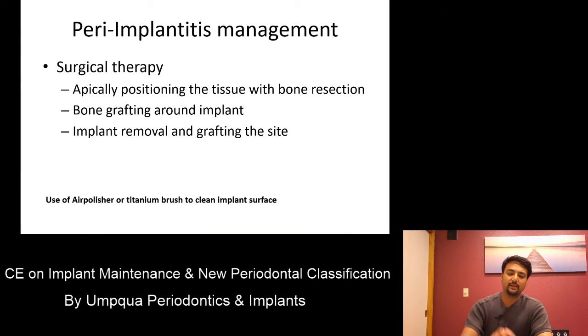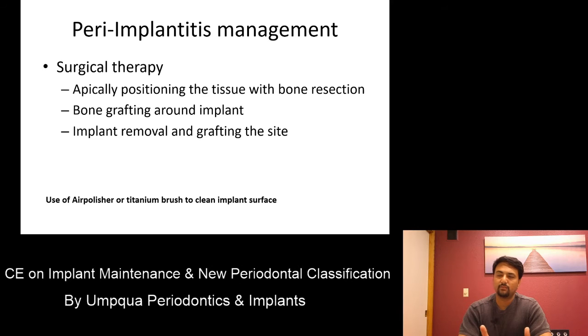Okay, so for peri-implantitis management, the next modality is surgical therapy. Again, as I mentioned earlier, there's no consensus on what type of surgical therapy, and the decision is always case by case. I have three options that I commonly use.